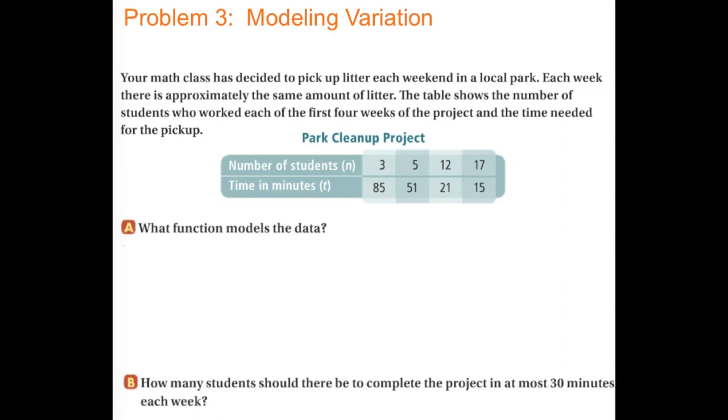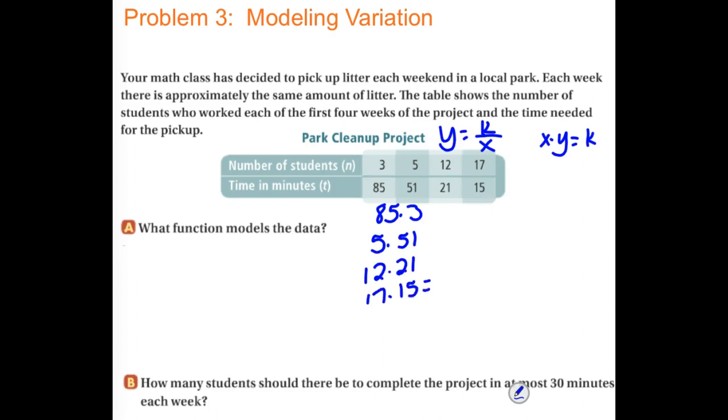What type of variation are we guessing? Inverse. Okay, so let's check. If it fits y equals k divided by x, then x times y has to stay constant. Okay? Now, we are working with data. It may not come out exactly the same, but it should be really close. Okay? So, multiplying. Take 85 times 3. Take 5 times 51. Take 12 times 21. Take 17 times 15. What do we get for answers there?